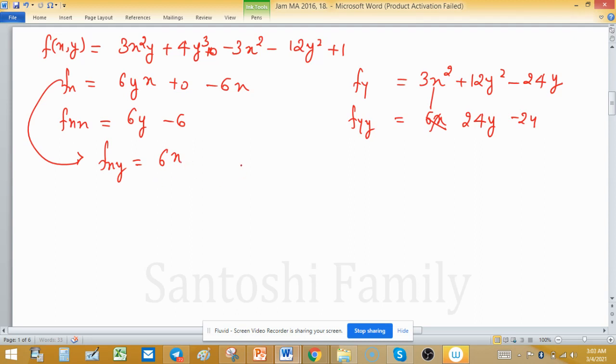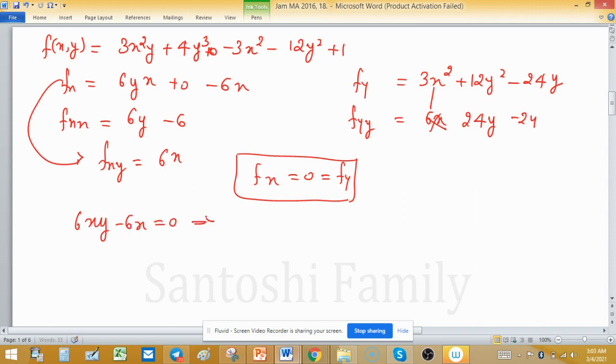For an extrema point, put fx equal to 0 and fy equal to 0, where both are 0, not only one. So fx is 0, it means 6xy minus 6x is 0. This implies 6x is common, y minus 1 is 0. This implies x is 0 or y is 1.